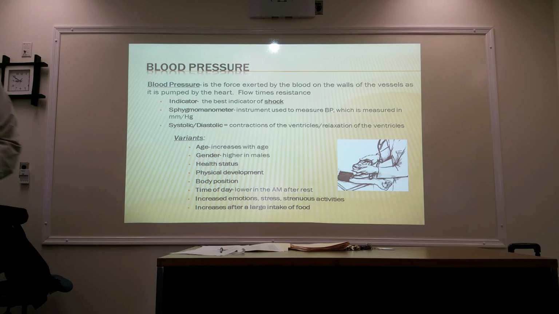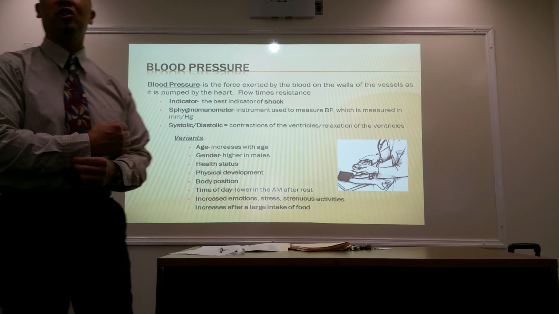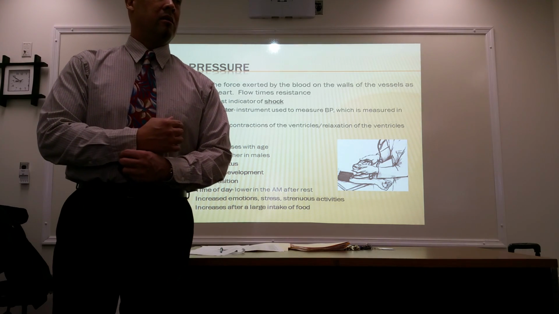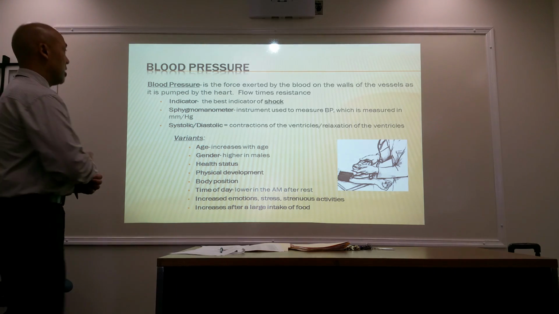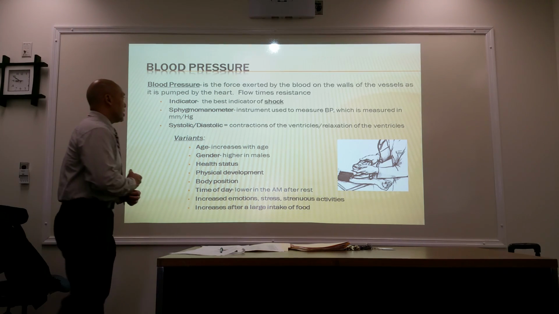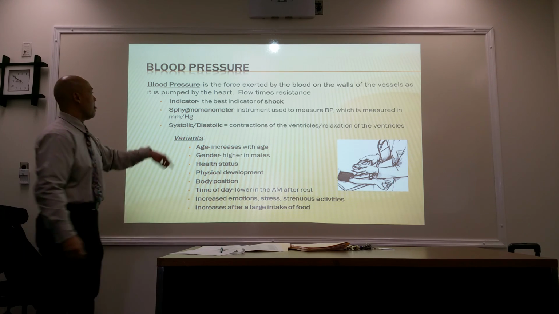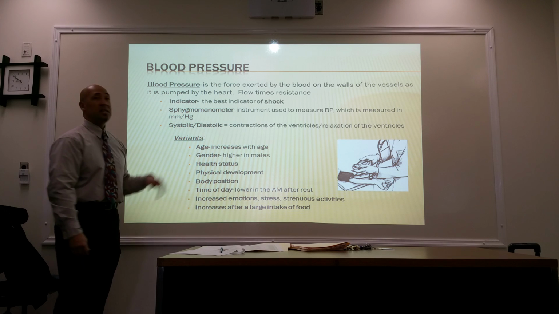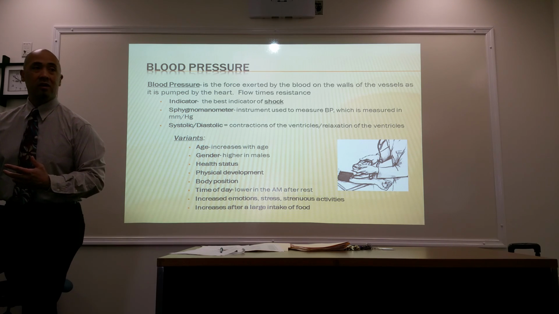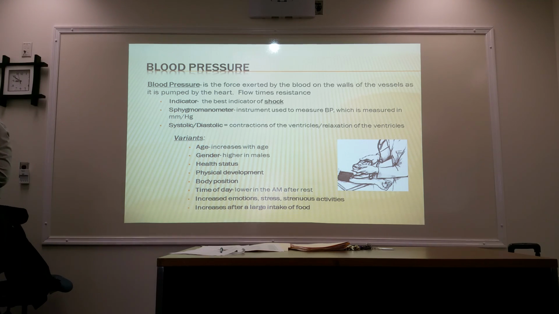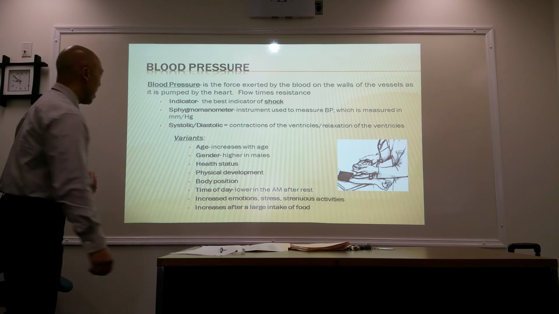Okay, so blood pressure is the amount of pressure that is exerted on the arteries. This is determined by flow times resistance. As we said before, blood pressure is a good indicator of shock, right? When you're in shock, what happens to blood pressure? It drops. It's going to go down.